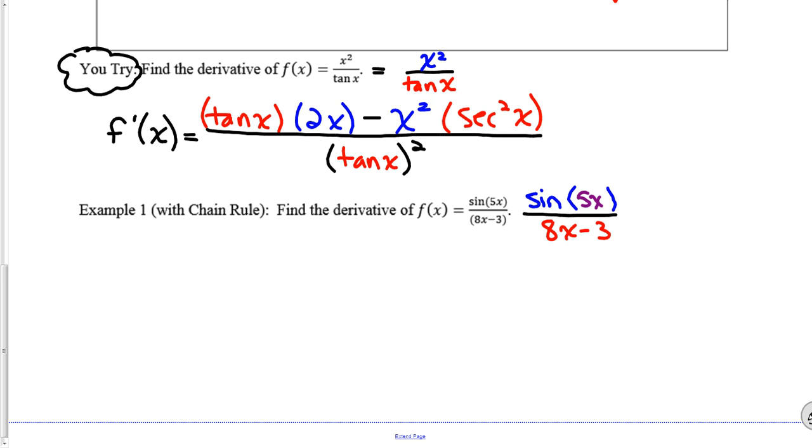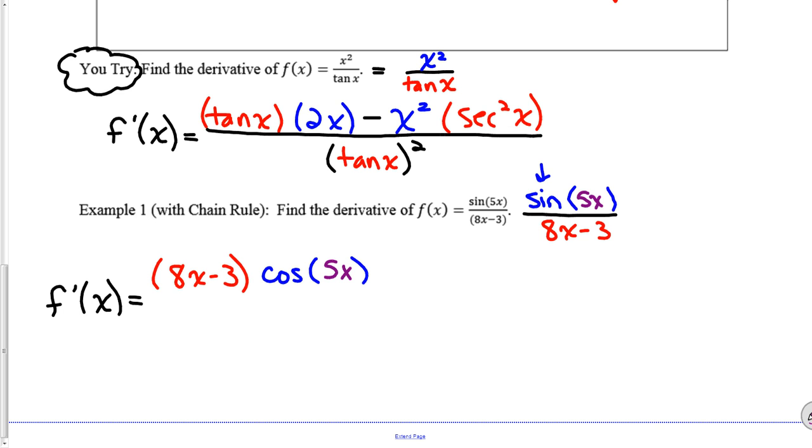So go ahead and take our derivative. And again, I start with the bottom. And that bottom does need to be in parentheses because the whole 8x minus 3 is what we're multiplying by, times the derivative of the top. So the first part of my top is sine. So the derivative of sine is cosine of the same thing, of 5x. And then I need to multiply that by the derivative of my inside. And the derivative of my inside is 5.